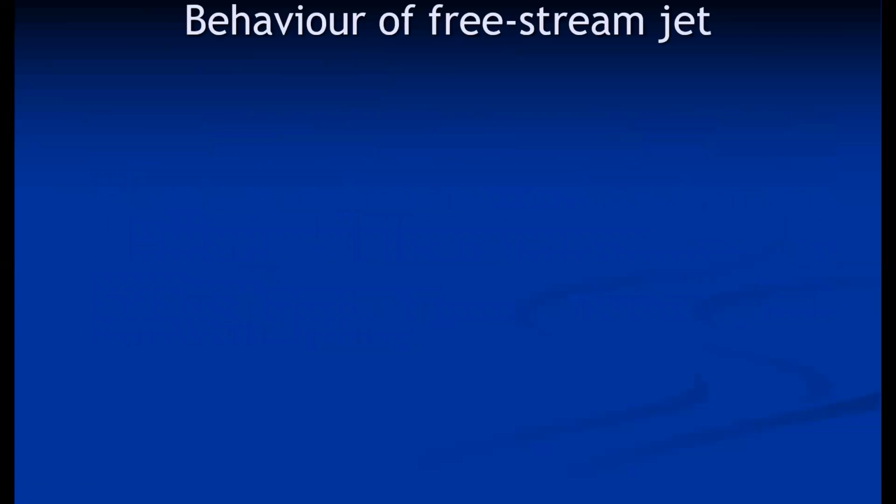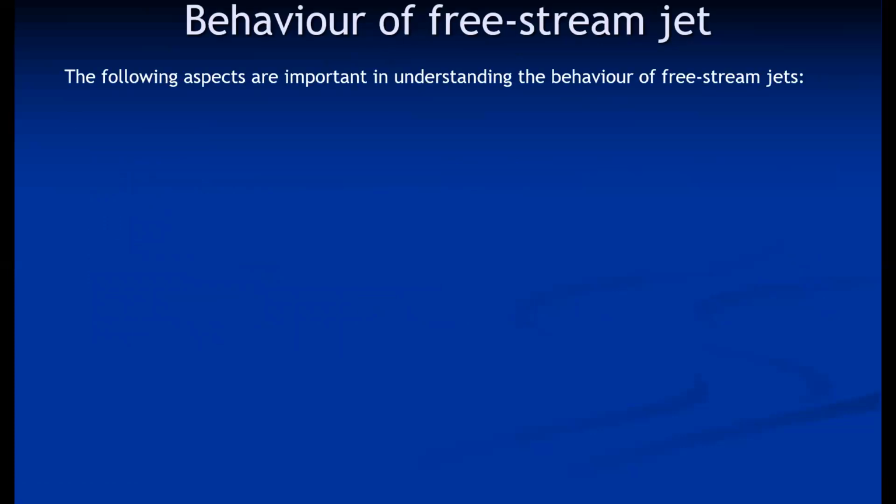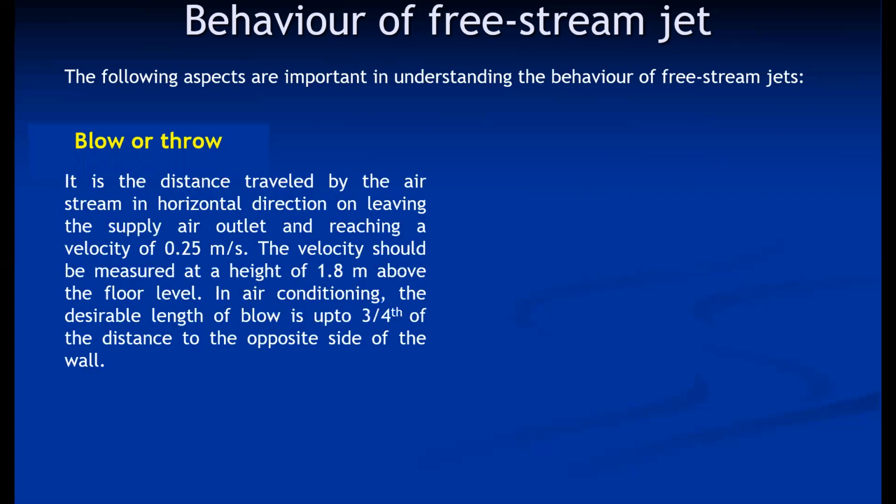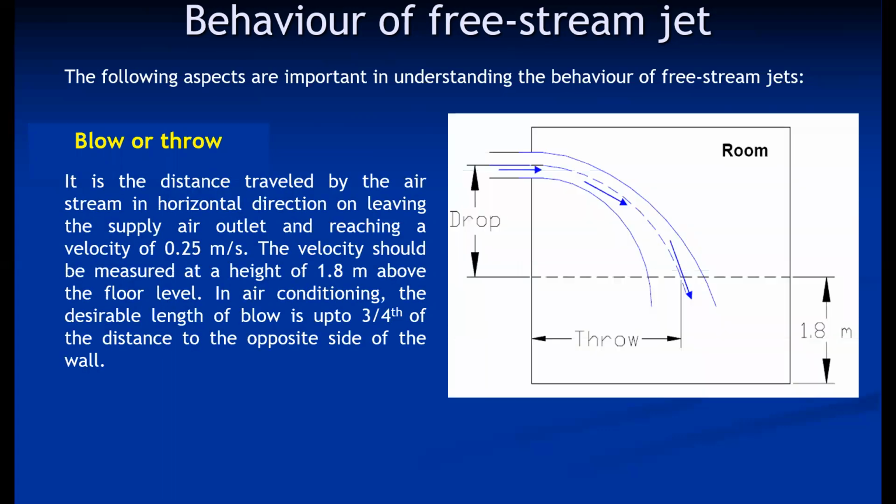In order to understand the behavior of the free stream jet that is coming out from the supply outlet, some parameters need to be observed. Generally, the blow or throw of the air. So blow is nothing but the distance traveled by the air.